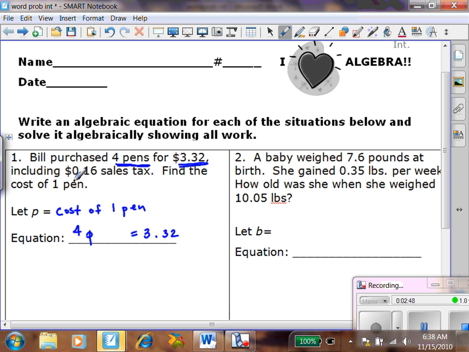Now, the only thing we haven't used here is the sales tax. That's another important piece. So on top of the 4 pens that you paid for, you also have to pay 16 cents in sales tax. So I know just from buying things that they add that on at the end. So I'm going to add that on to the end here. So my equation is 4P plus 0.16, or 16 cents, is equal to $3.32. I used all the information. There's nothing missing, and it makes sense.